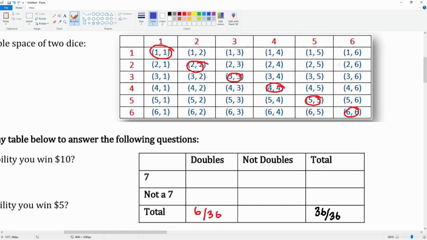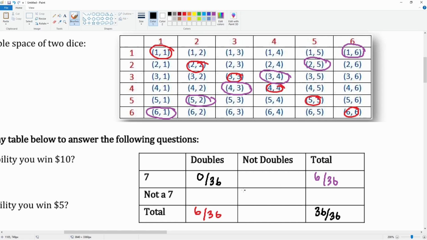What's the chance of getting a 7? 1 plus 6 is 7, 2 plus 5 is 7, 3 plus 4 is 7, 4 plus 3 is 7, 5 plus 2 is 7, 6 plus 1 is 7. That is 6 over 36. What's the chance of getting both a 7 and a double? Notice there is no intersection, so that is a 0 over 36.